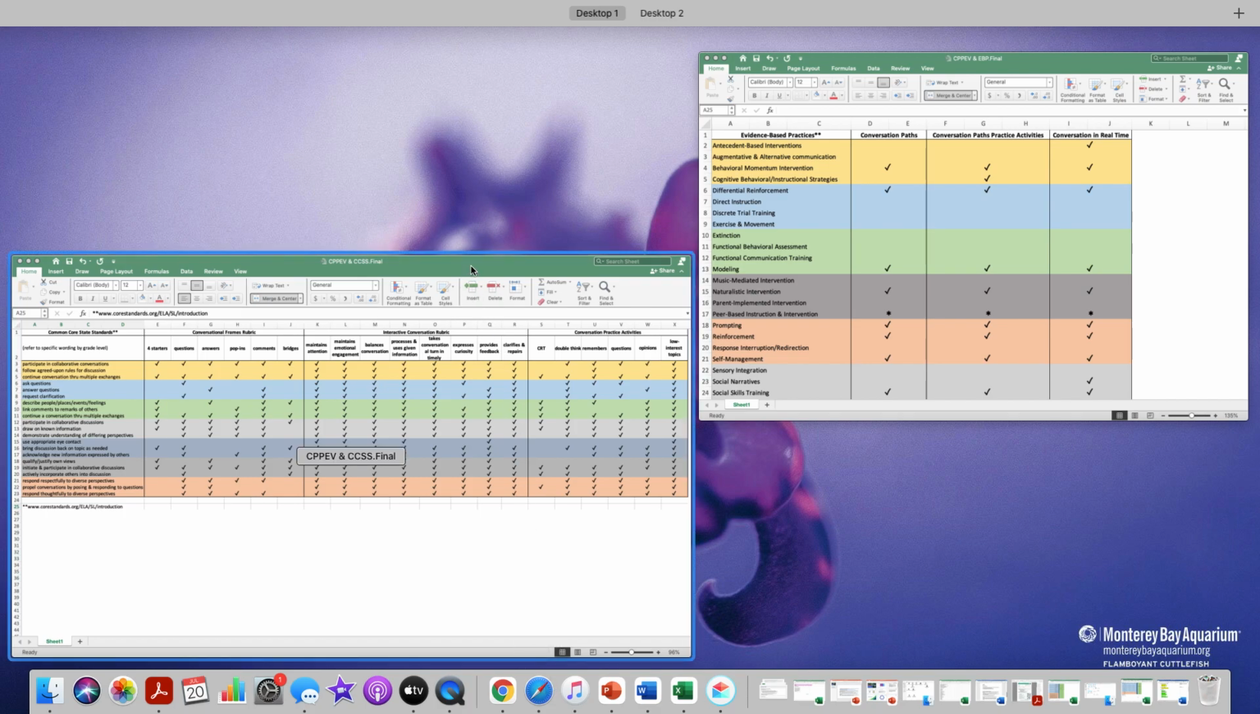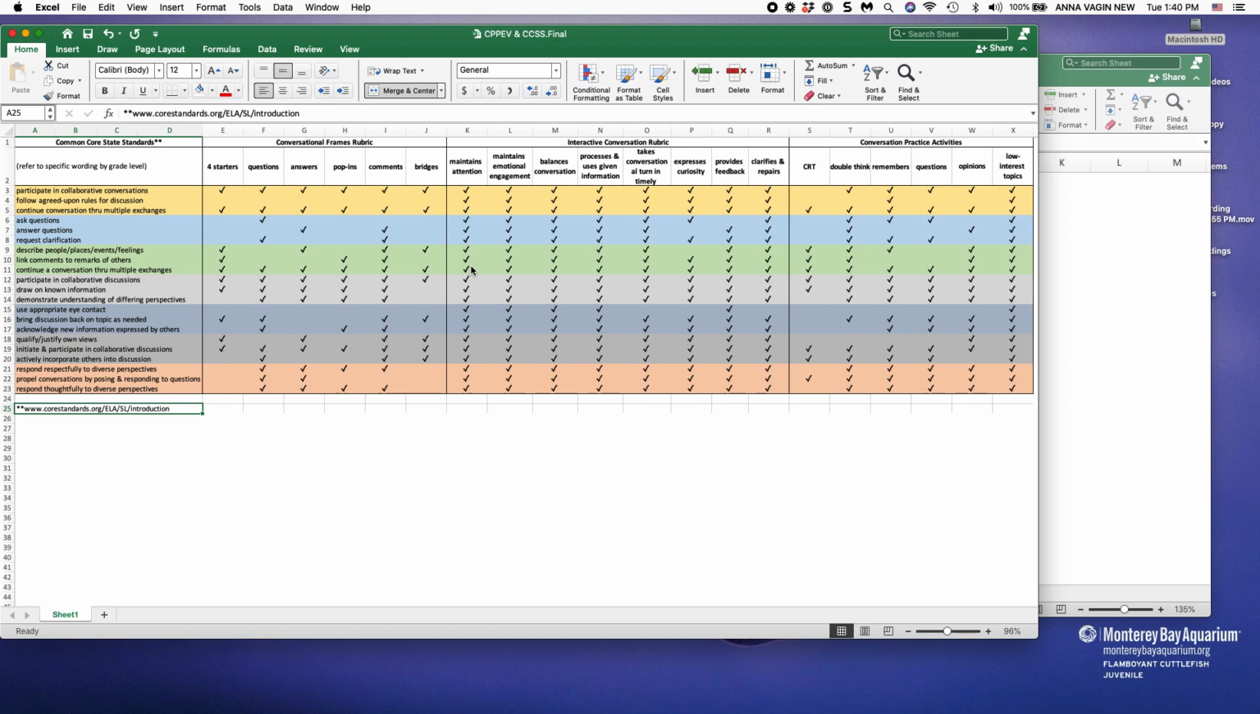Let's look first at the Common Core State Standards. The way that I've presented this is I have listed in general terms the phrases from the Common Core State Standards. There is a reference here at the very bottom. You can refer to that website to get the specific wording by grade level, which you can then use when you're writing goals. Looking across the top, I covered three different aspects of the Conversation Paths expanded version.